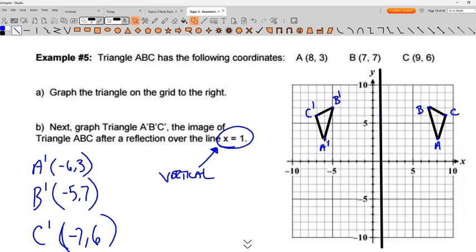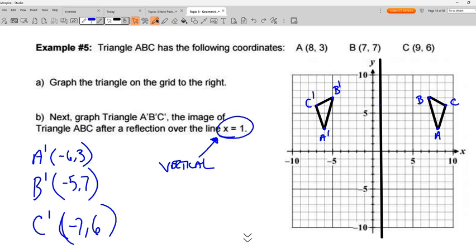And there we have our image of triangle ABC. It's triangle A prime, B prime, C prime. We've reflected over the line x equals 1. If you look at the two triangles that we've created, notice that the triangles are congruent to each other. They're the same size, they're the same shape, because a reflection is a rigid motion. But notice that the orientation isn't the same.